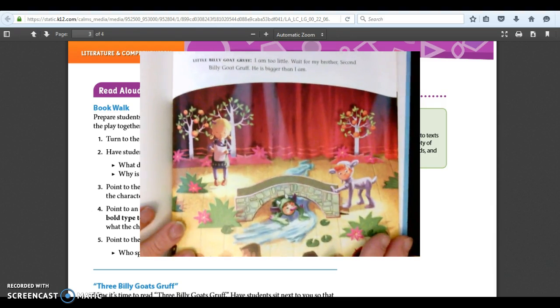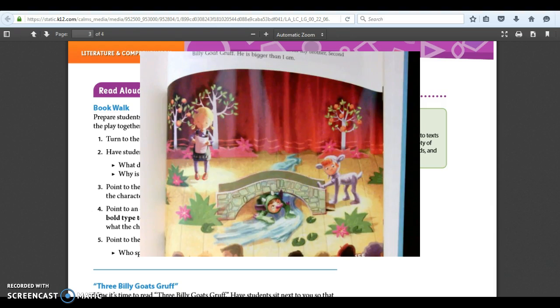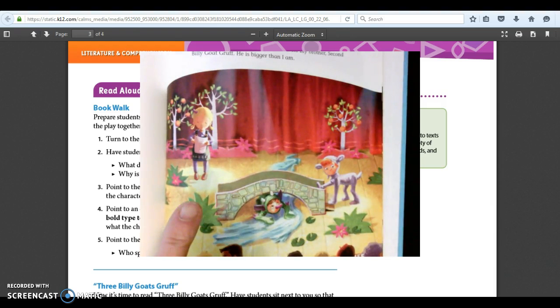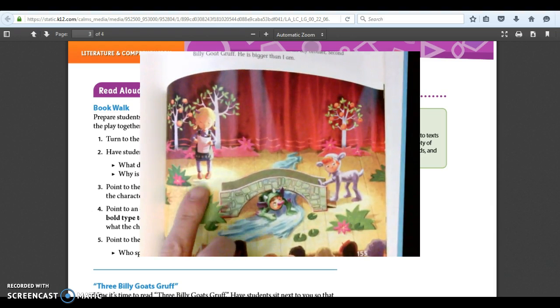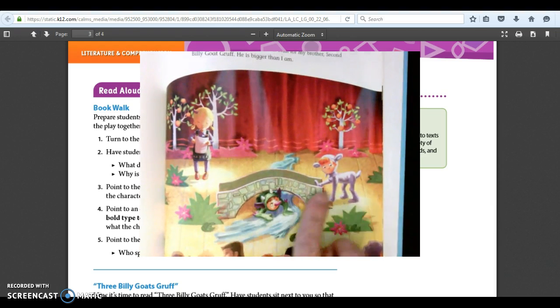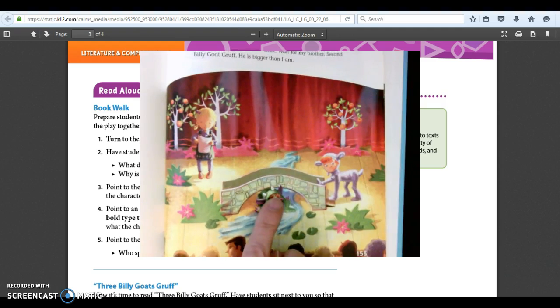All right, we're going to be looking at the picture on page 155. What do the pictures show? Okay, they show children in a play, children on a stage. Those are all the correct answers. And why is there a character under this bridge? Or who is this character under the bridge? Tell your learning coach. Okay, that is the troll. That is the troll. And remember I said a troll can live under a bridge.